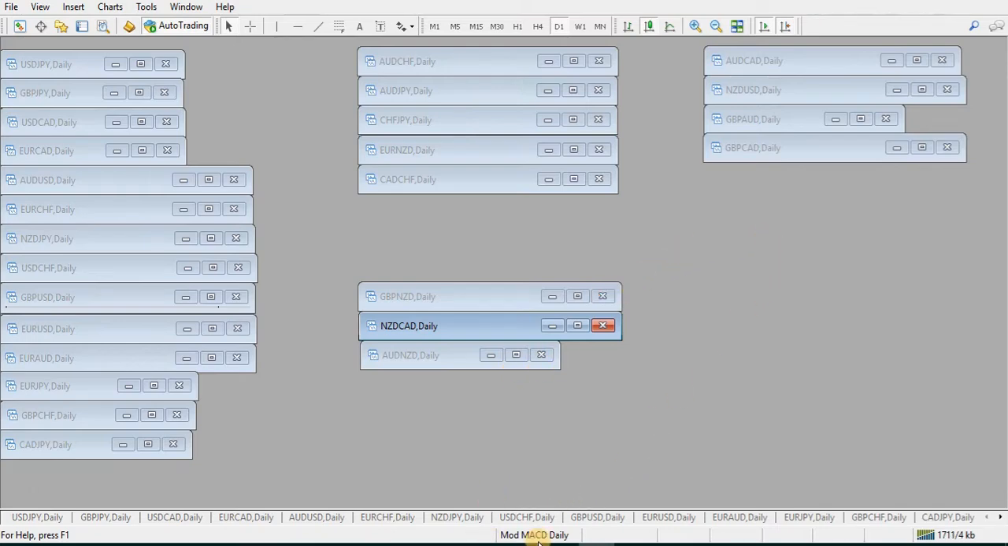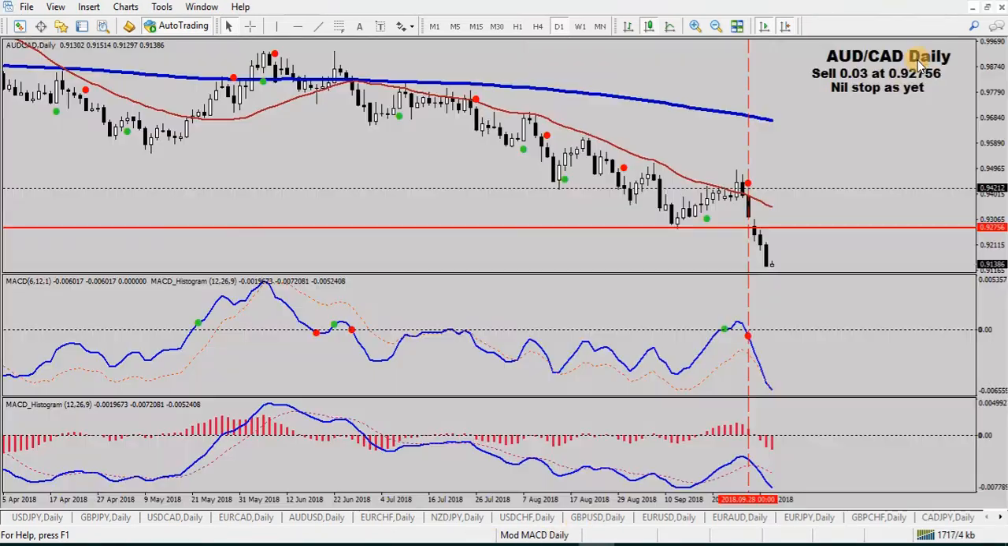Right, we're in the mod MACD daily charts. Let's have a look. AusCAD, we're in a sell. This morning I just decided to close 1/3 of that and put a stop in place at 0.94212. The only reason is it's gone down a long way, so I'm just taking a little bit of profit there. That's the only reason. Everything else seems to be heading down, even though the fast MACD is starting to turn a little bit. Just want to lock in a little bit of profit and get a stop in place.